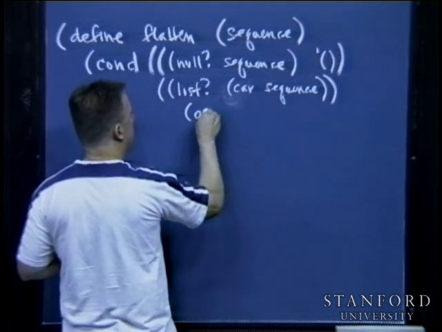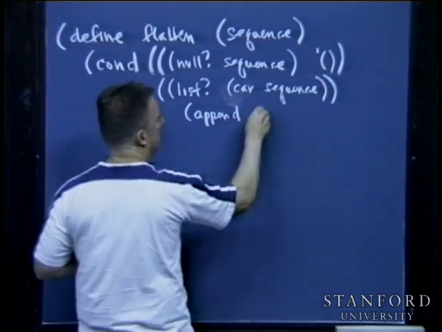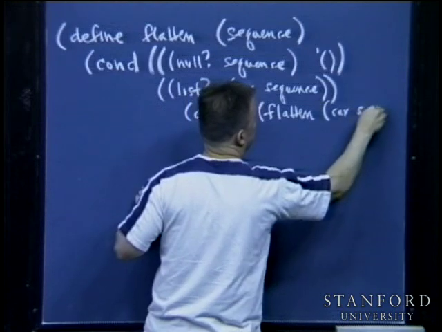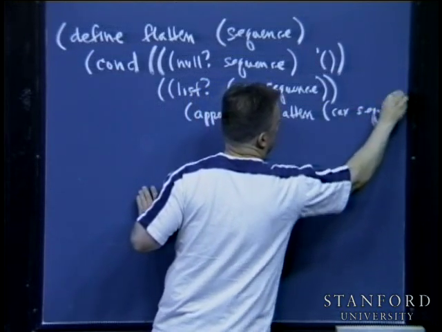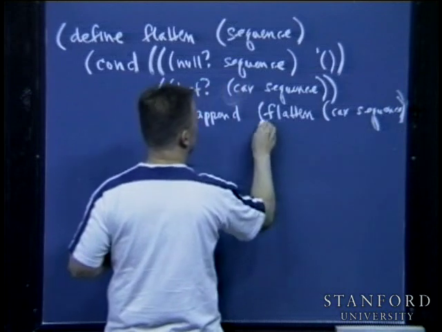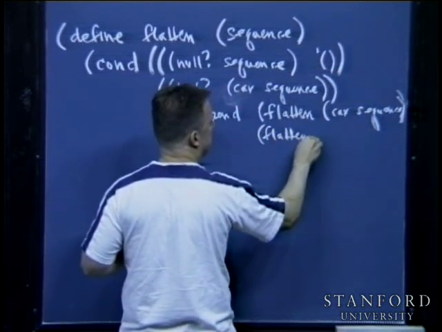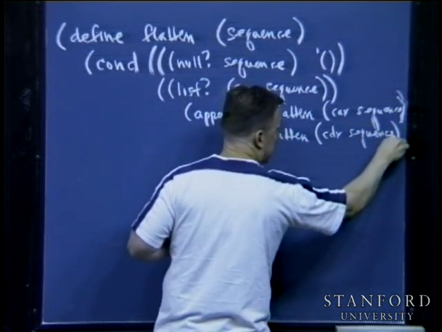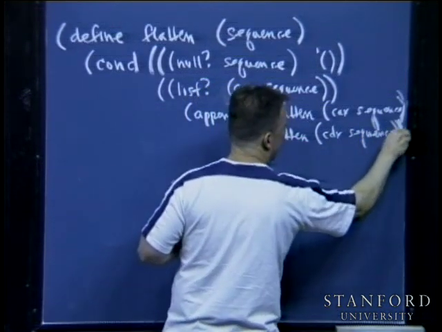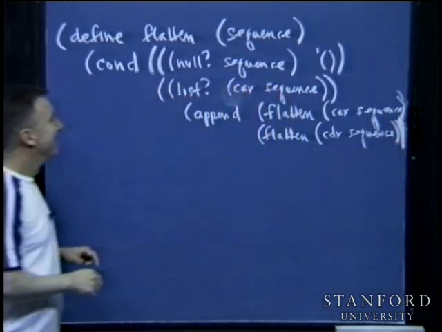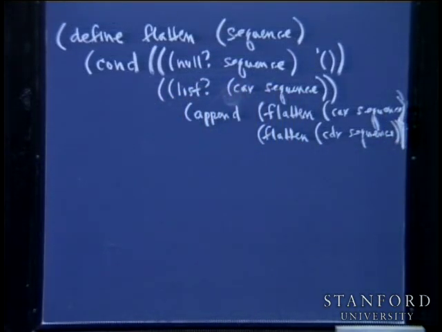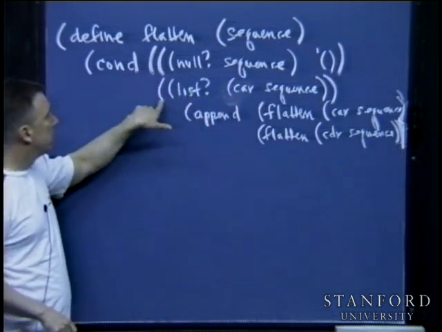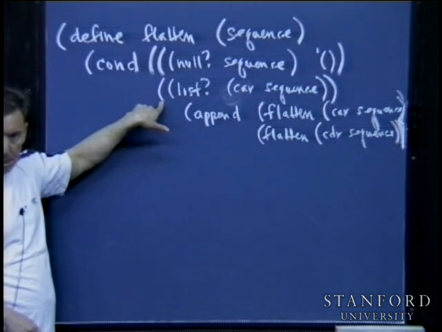So what I would do is I would call the append function on the flattening of the car of the sequence and the flattening of the cdr of the sequence. That ends the flatten, that ends the append, that ends the entire pair. Just enough parentheses have to be smushed in here between you and the end of the all editors to balance that paren right there. Okay.